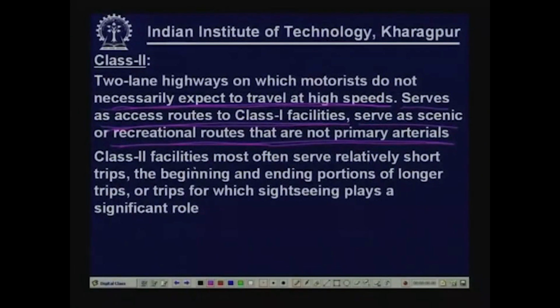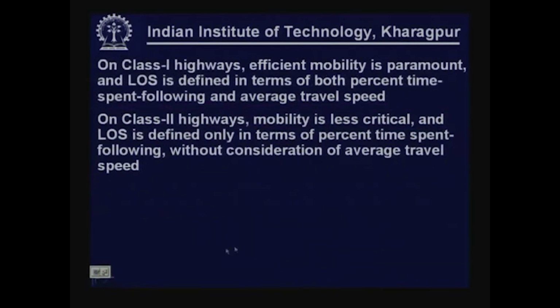So, class 2 facilities most often serve relatively short trips, the beginning and end portions of longer trips, and trips for which sightseeing plays a significant role. That way class 1 and class 2 roads are defined. Now, the remaining task is easy.